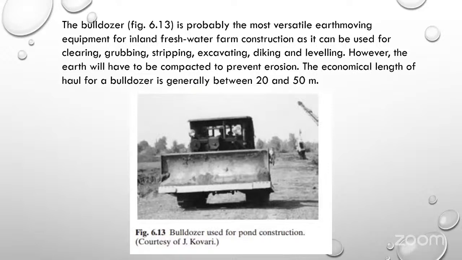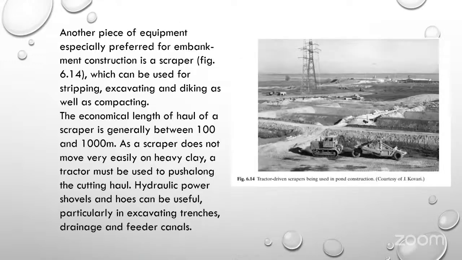And the material that we use for pond construction, we use bulldozers. The bulldozer is probably the most versatile earth moving equipment for land freshwater farm construction, as it can be used for clearing, grubbing, stripping, excavating, diking, and leveling. However, the earth will have to be compacted to prevent erosion. The economical length of haul for a bulldozer is generally between 20 and 50 meters.